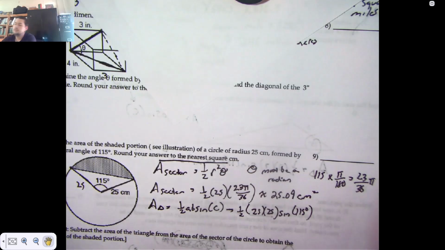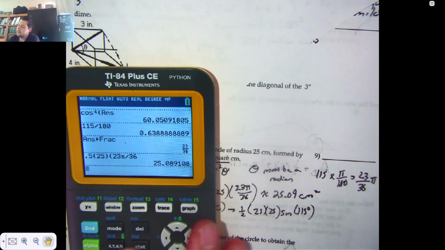Now, I also need to know the area of this triangle, this little bitty triangle right here. And the area of that triangle is going to be 1/2 AB sine of angle C, the trapped angle. So 1/2 of a 25 and a 25 times the sine of 115 degrees. Make sure my calculator is in degree mode before I do anything, and it is. Cool. 0.5, 25, 25, sine 115.